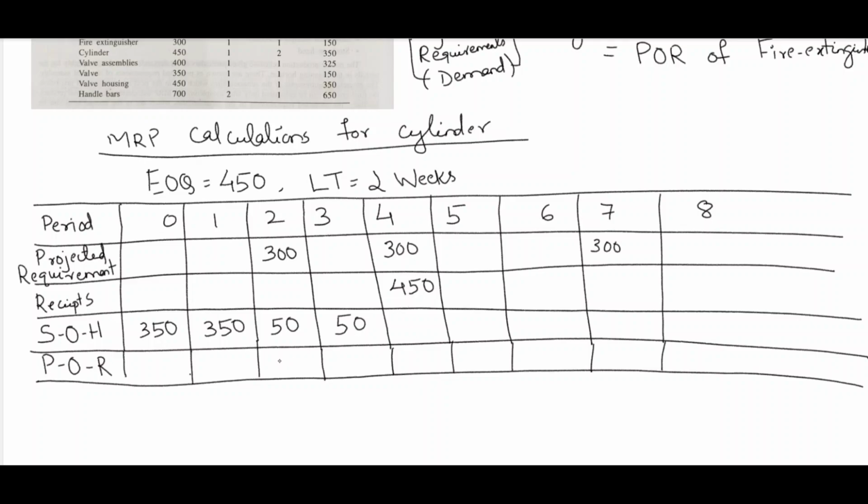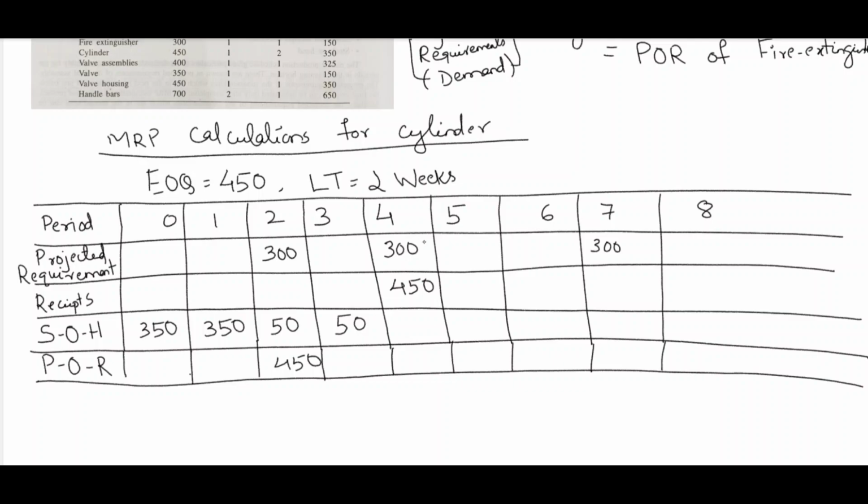That means on the second week, if we order 450 numbers, POR, planned order release, is the ordering. Planned order release, we are ordering 450 numbers, so we are receiving after 2 weeks. Now we have received 450 numbers of cylinders, and we already have 50 numbers of cylinders. So what is the total quantity? Right now we have 50 plus 450, it is 500. 500 pieces of cylinders we have.